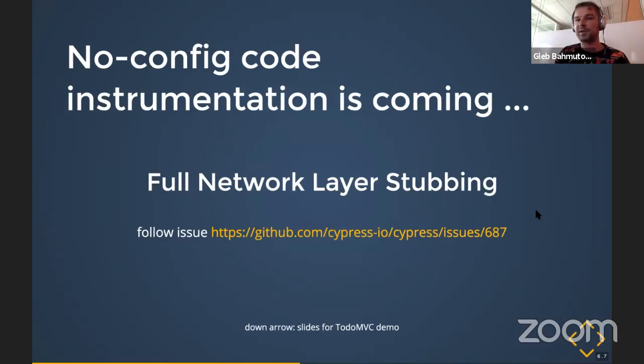Now, this is about to change in the next couple of months. This manual instrumentation probably will not be necessary, because once we finish full network stubbing, issue 687, Cypress will be able to instrument your code on the fly. So it's going to be a great thing, because you'll no longer have to modify anything or mess with plugins. It will become a core feature of Cypress. We are also experimenting with getting the native code coverage through the Chrome Debugger protocol. We've done some proofs of concept, but this probably will come after this.